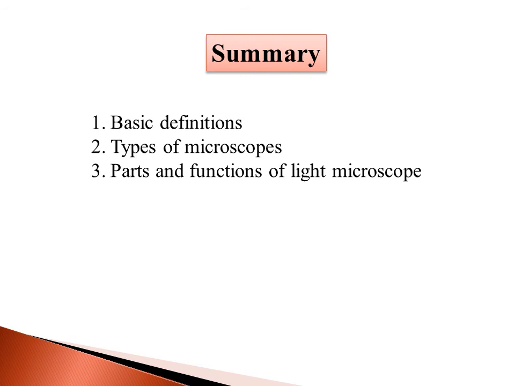Now I will summarize our today's lecture. First, we have discussed about the different definitions like microscope, microscopy and microscopic. Then we have studied about the types of microscopes and their uses. At end, we have discussed about the parts and functions of a light microscope in detail.